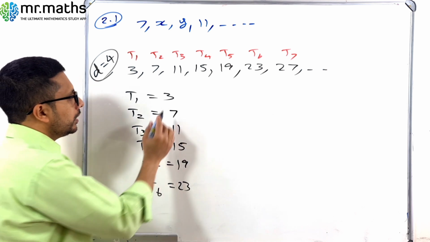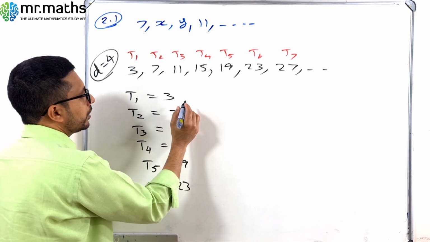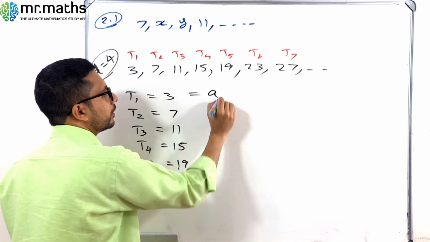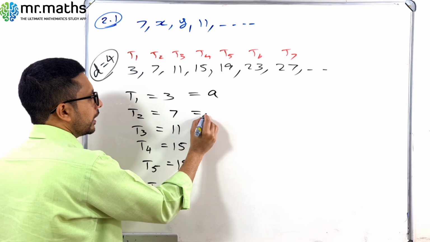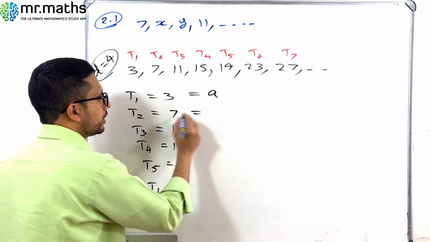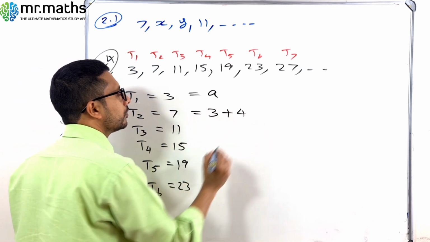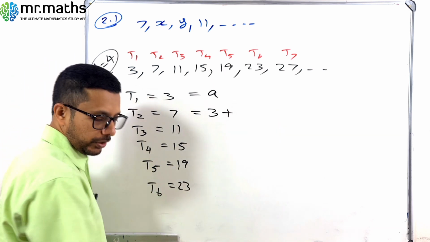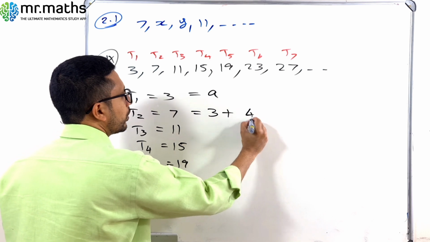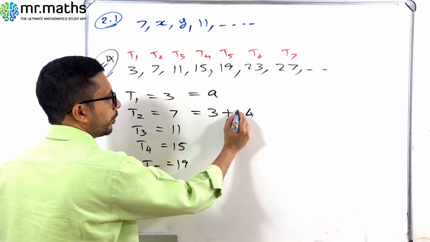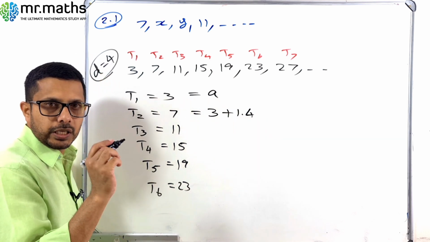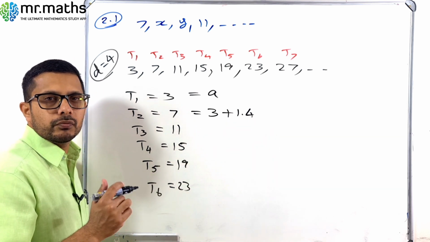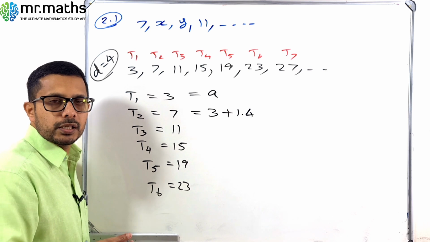Now this first term is 3, and generally we can write it as a. Now this second term 7, I'm going to write it like this: 3 plus 4. What is 3 plus 4? 3 plus 4 is 7. Am I right? But if I write it like this, there is no problem: 3 plus 1 times 4, where the dot means times. 1 times 4 is 4, so 3 plus 4 is 7. Am I right?